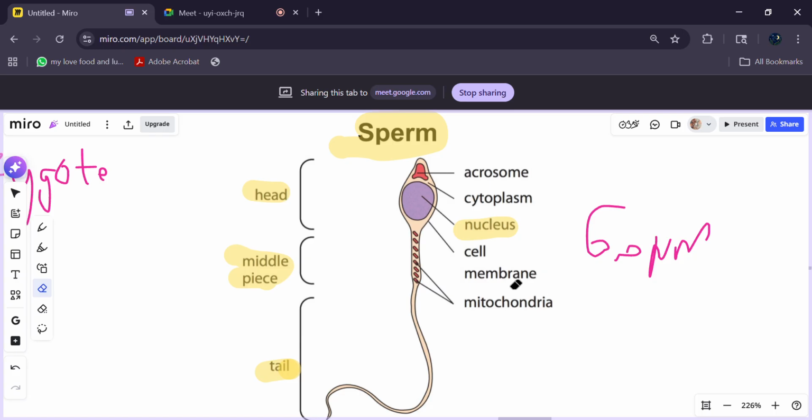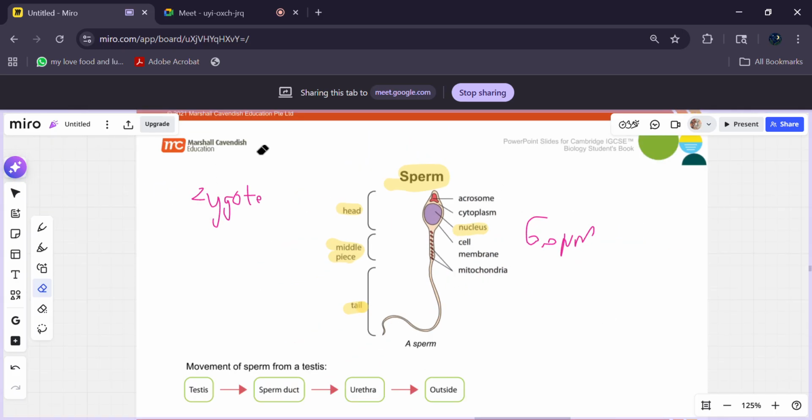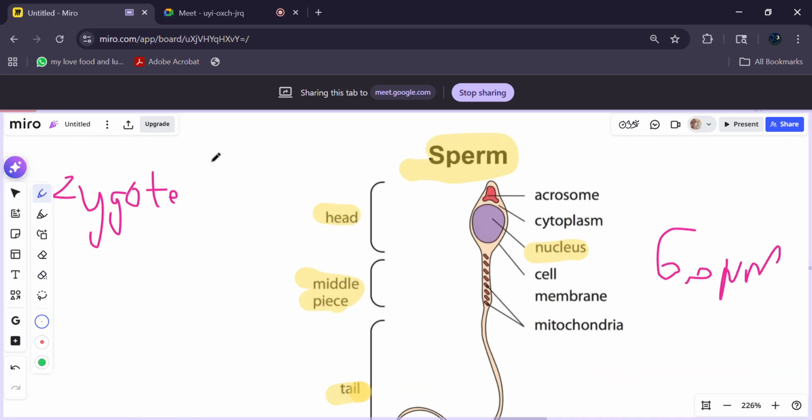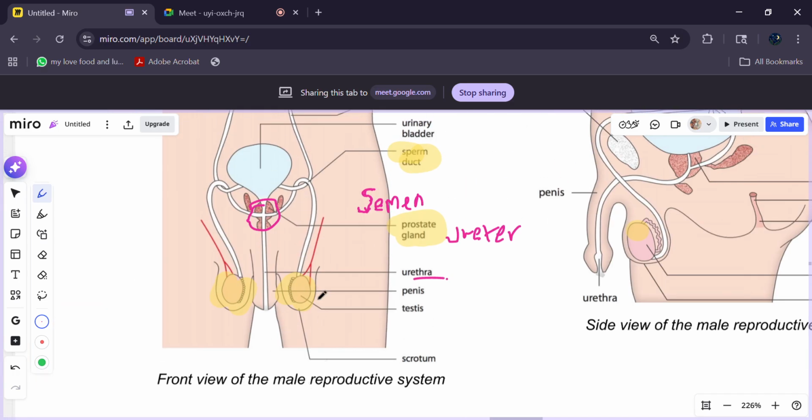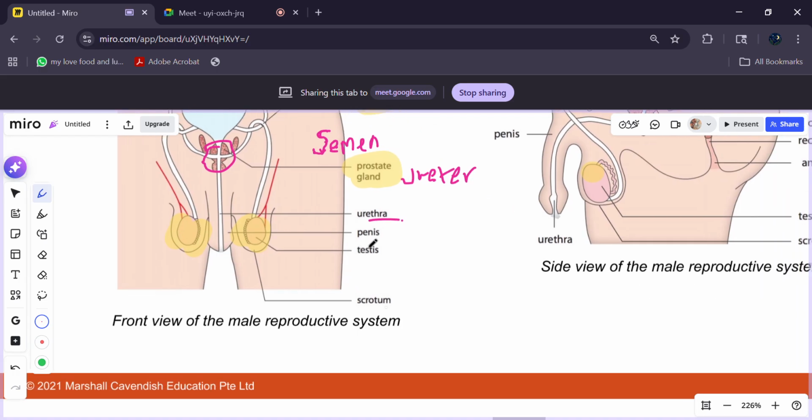The sperm travels through the sperm duct. It's created in the testis, moves to the sperm duct, then from there on, it travels to the urethra, as I've explained before, which arrives at the penis. And then from there, it leaves the male and enters the female vagina.